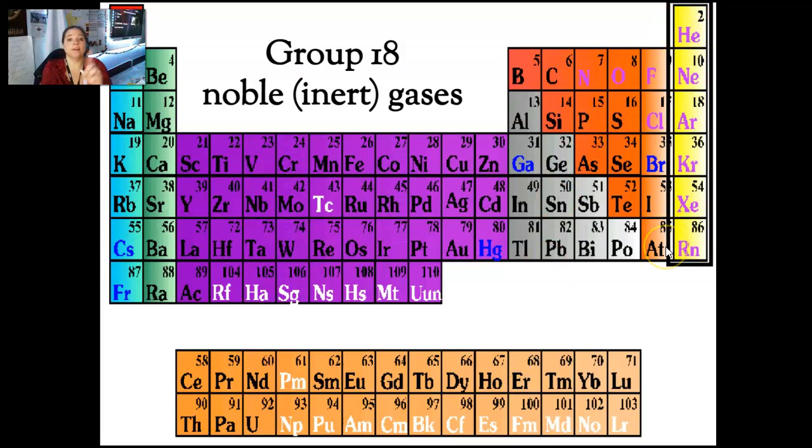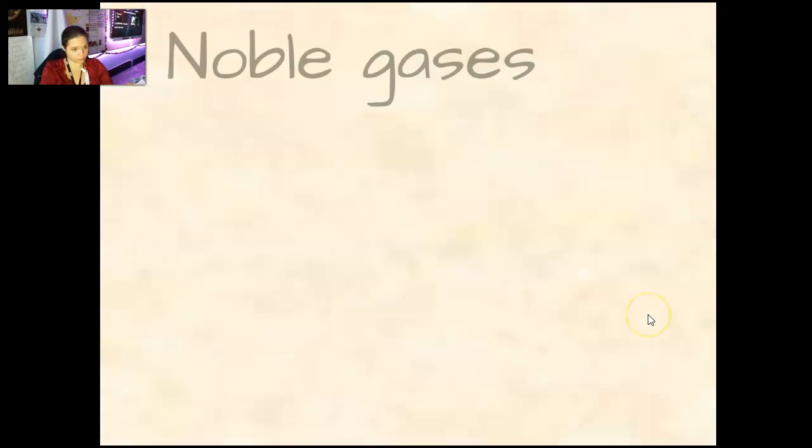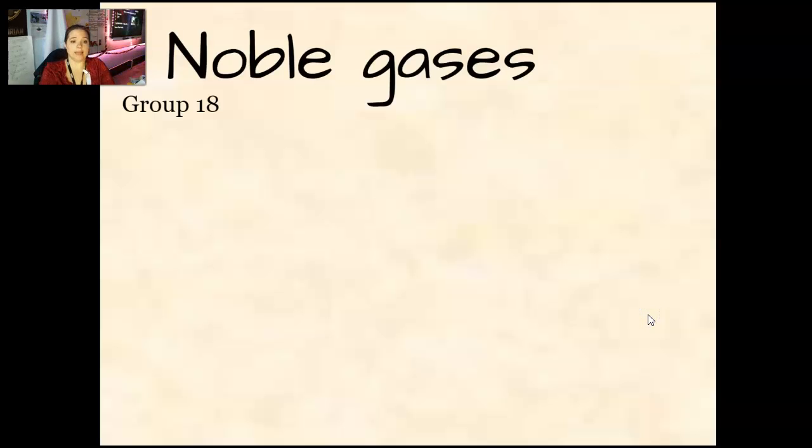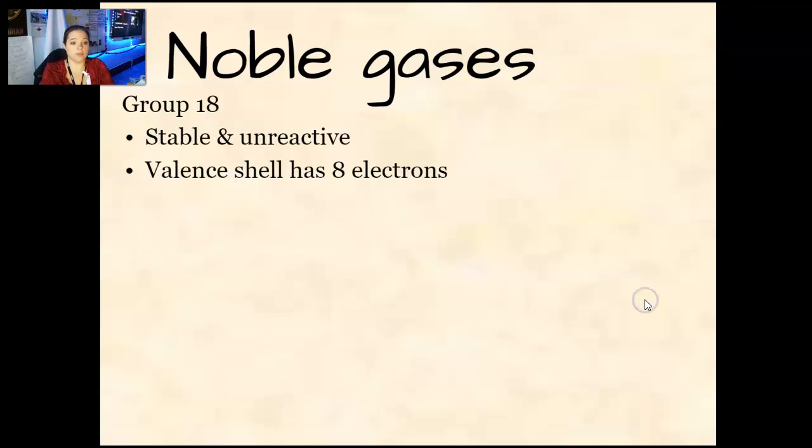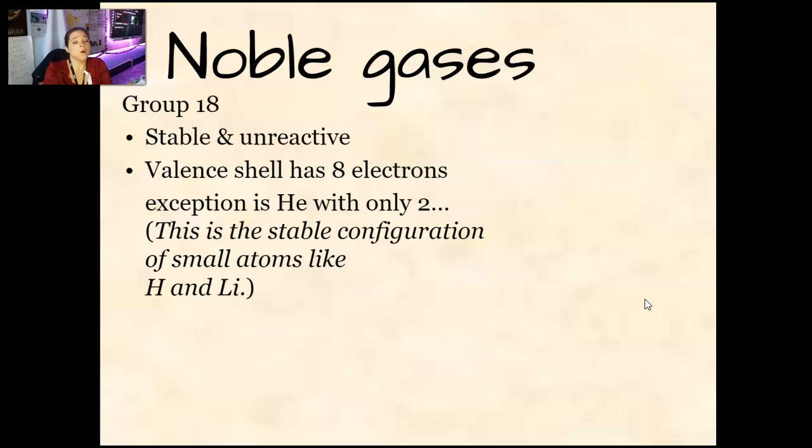This is all of that, including helium. These guys are group 18, which means they have 8. It's stable, unreactive. They have 8 valence electrons in the shell. That means all of them all the way down have 8. With the exception of helium, which only has 2, making it stable because it's a special little element. And this is the stable configuration for hydrogen and lithium.